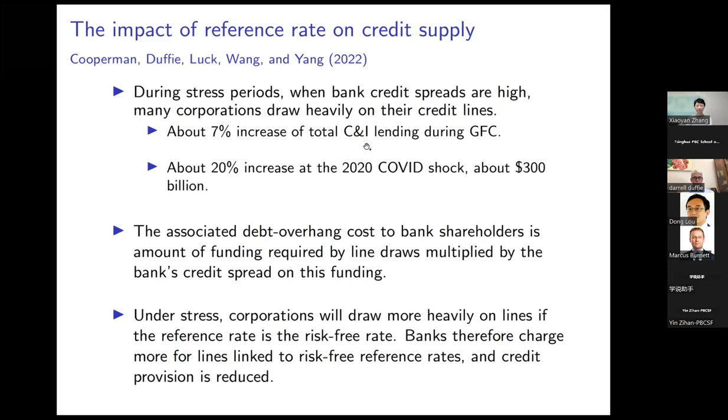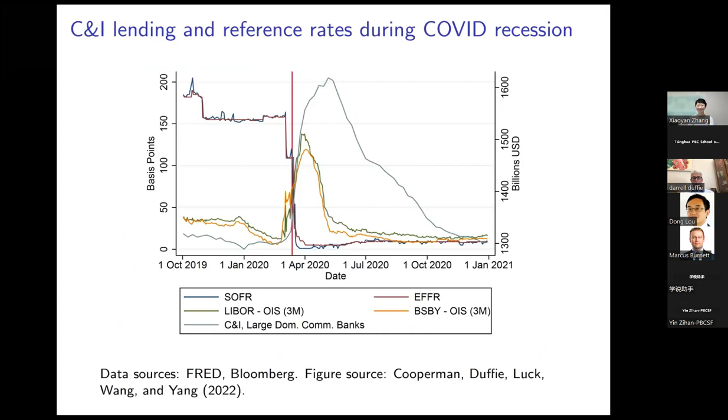Whoops, went too far. There we go. So let's see in the picture what happened in March of 2020. There are two sets of time series. On the left-hand axis is plotted credit spreads in basis points. And on the right-hand axis is the amount of credit that was drawn.